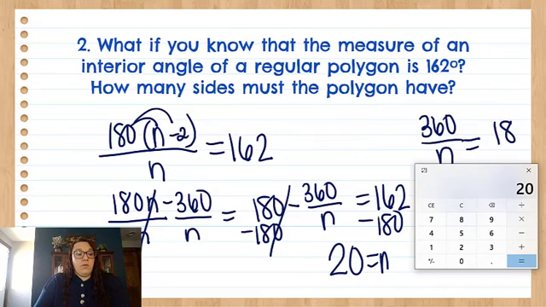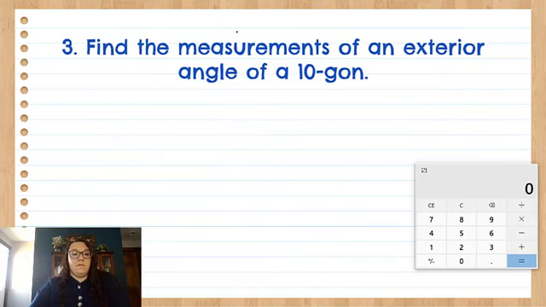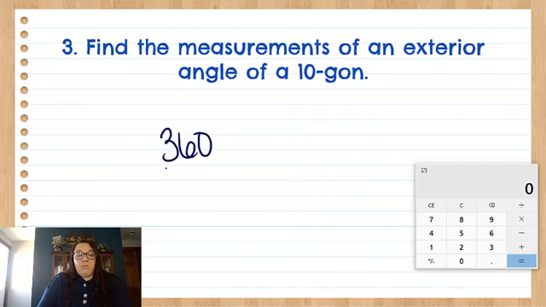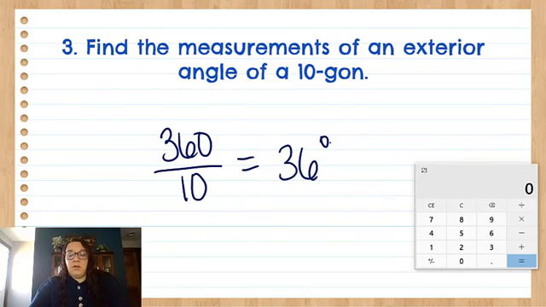We have one more, the last one. Find the measurement of an exterior angle of a 10-gon. Well, this one's actually pretty straightforward. I know the sum of the exterior angles is always 360, and we're cutting it into 10 pieces, so it must be 36. No calculator needed on that one.